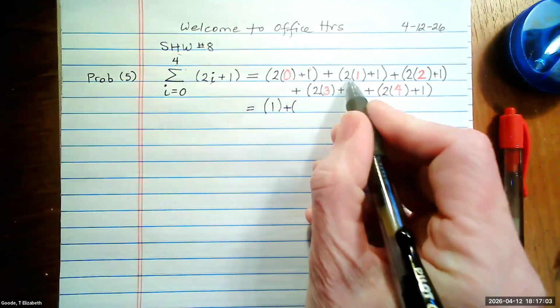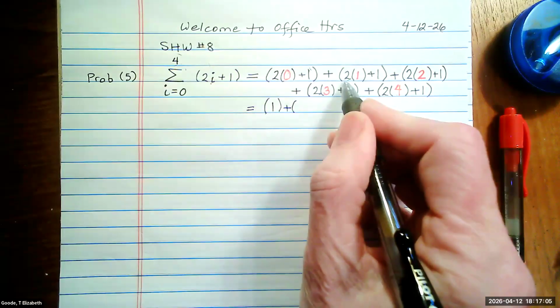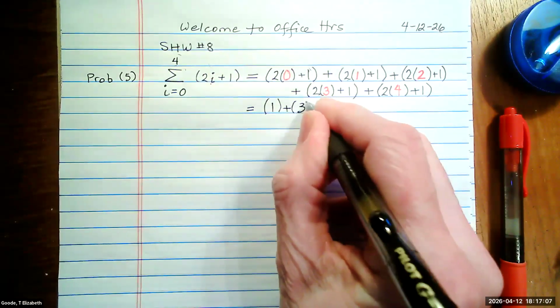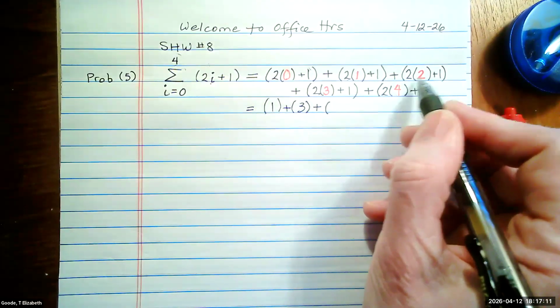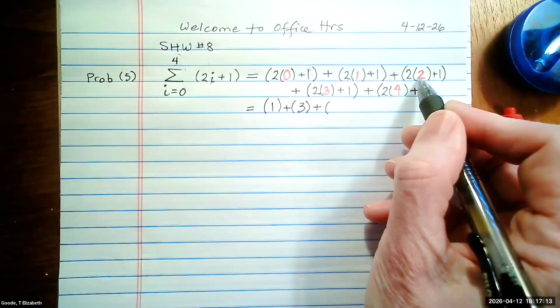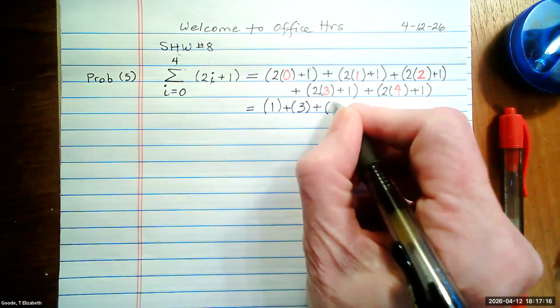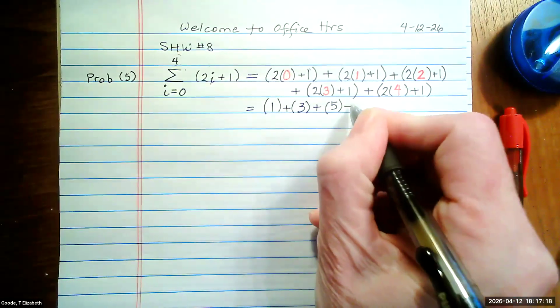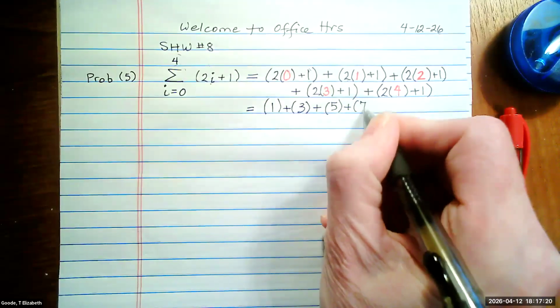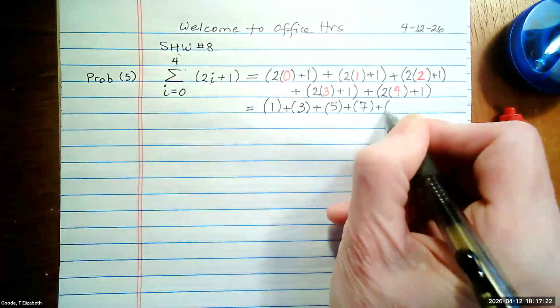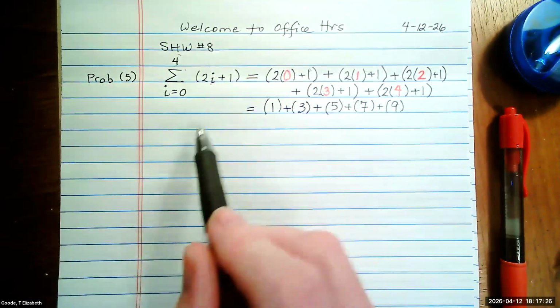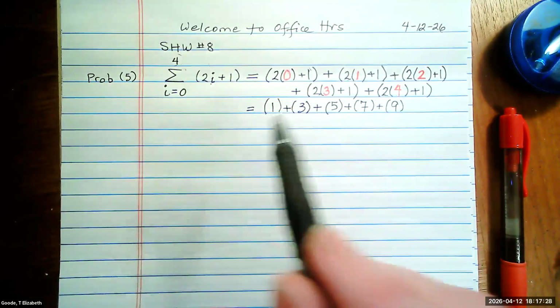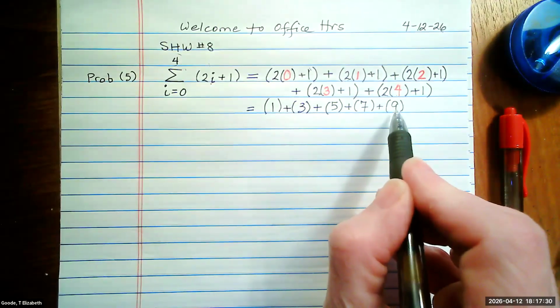1, 3, good. Keep going. Then 5, and then 7, good, and then 9. Notice that they're odd numbers. They're mostly prime, but the 9 isn't.